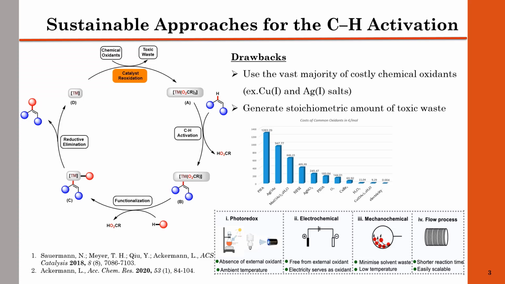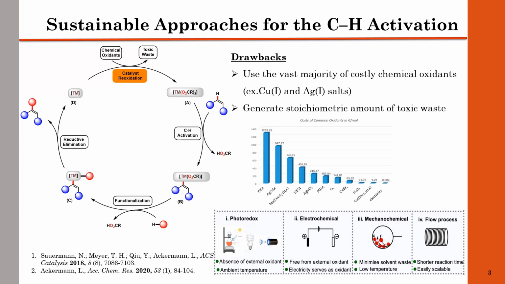But the problem is that when we use copper or silver salt as chemical oxidant, we are generating a stoichiometric amount of toxic waste. That's a big disadvantage of chemical oxidant related chemistry. In addition, when we compare with other oxidants, the chemical oxidant has a higher price. That's another disadvantage.